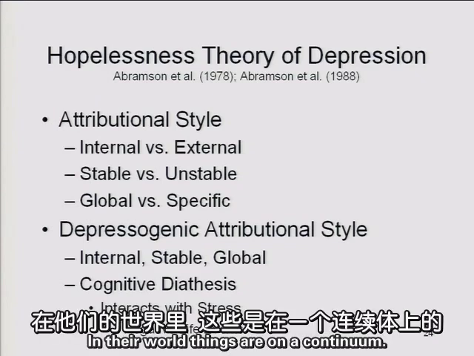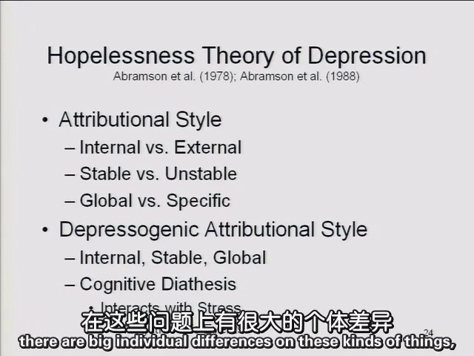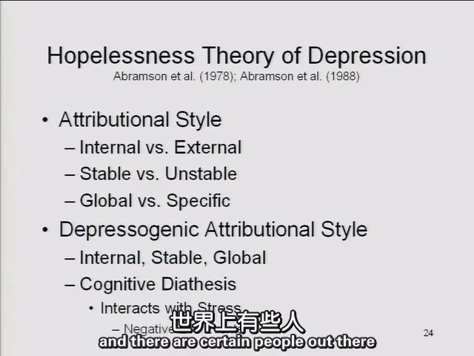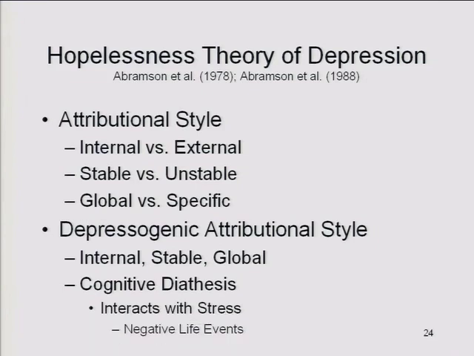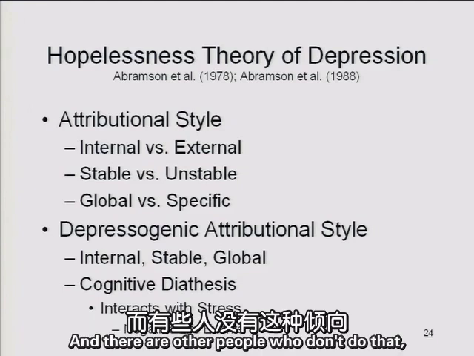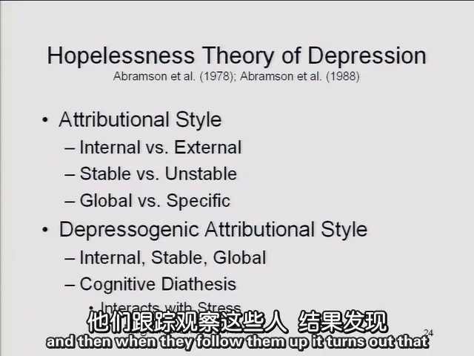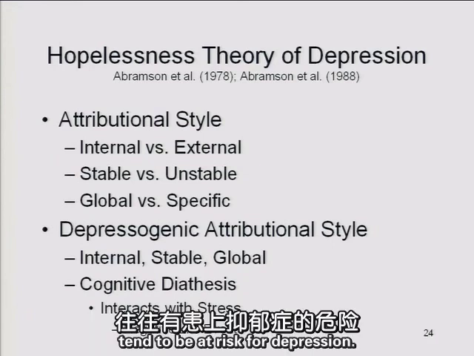Yeah, well, in their world, things are on a continuum. But what Abramson and Alloy find is that there are big individual differences on these kinds of things. There are certain people out there who, whenever they try to explain an event, tend to make internal, stable, global attributions about that event. And there are other people who don't do that. And then when they follow them up, it turns out that the people who have this depressogenic attributional style tend to be at risk for depression.